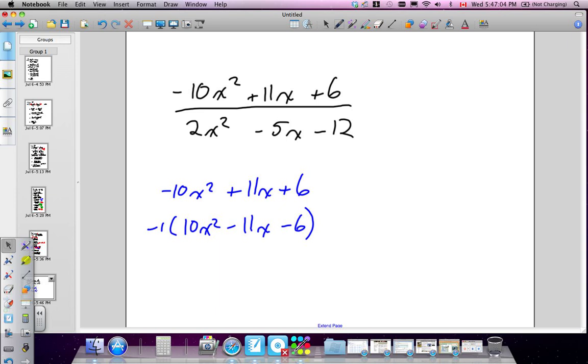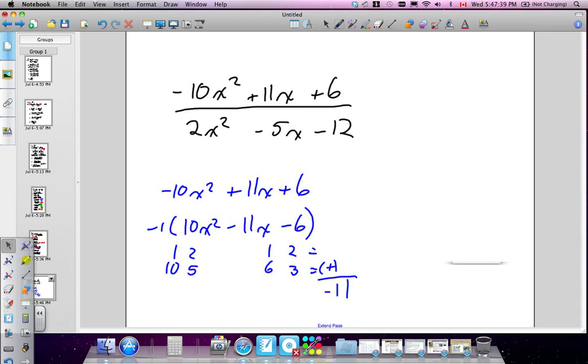Factors of the first term, 1 and 10, 2 and 5. Factors of this, 1 and 6, 2 and 3. And we know the products need to add to negative 11. Okay, so I'm going to look at this. Can you find anything that you think might work quickly? It's 2 and 6. It's confusing with the 2 there.